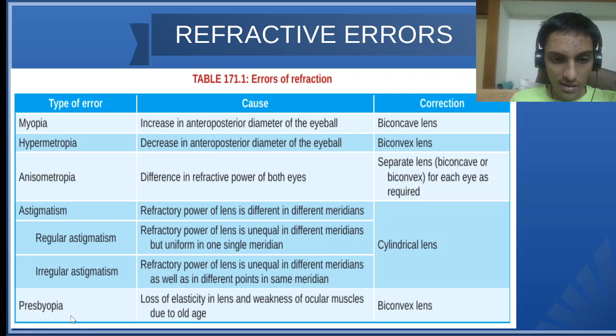And presbyopia, there is a loss of elasticity of the lens and the extraocular muscles are weakened. Correction once again, as I told for hypermetropia, for presbyopia, easy, by convex lens.